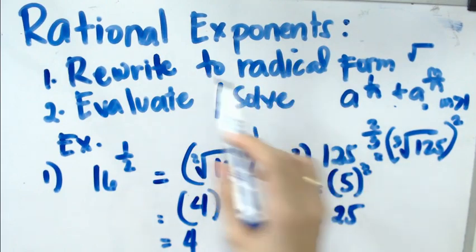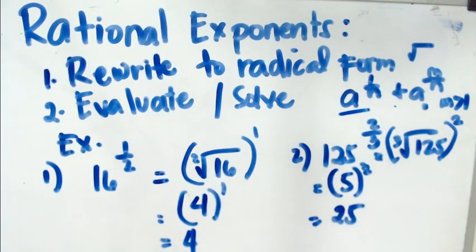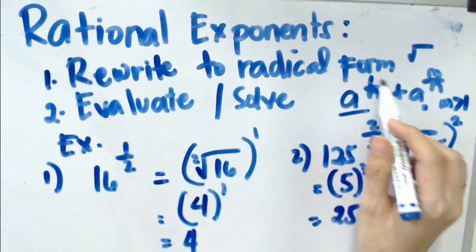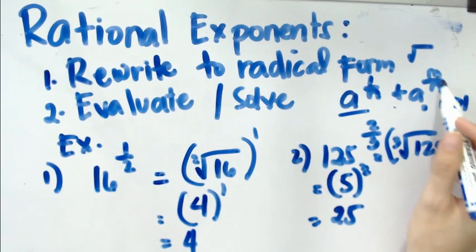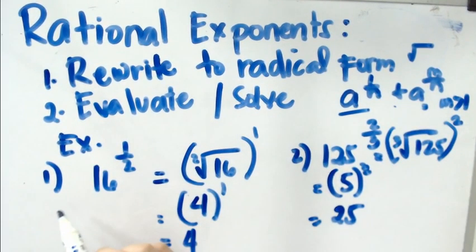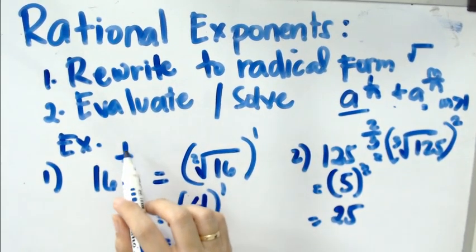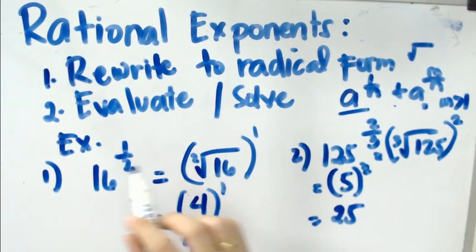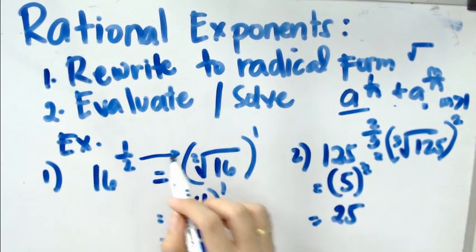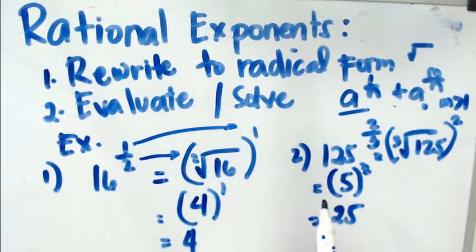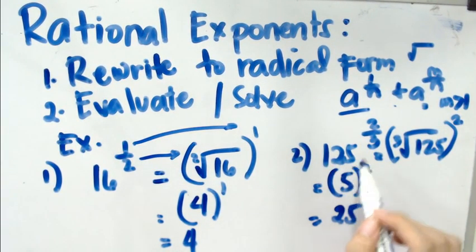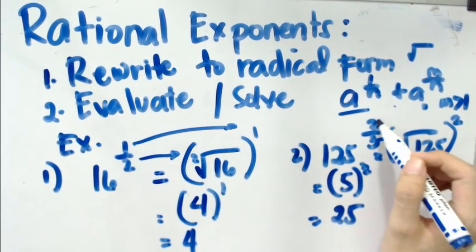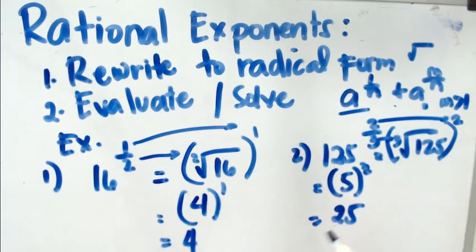Whenever we are dealing with this kind, we have two scenarios, wherein a raised to 1 over n, wherein the numerator is 1, and a raised to m over n, where m is greater than 1. At first example, we have 16 and 1/2. The numerator is 1, so we rewrite it this way: 16 inside, 2 as the root outside, and then 1 as the power. We have here 125 raised to 2/3. Again, 125 inside, 3 as the root, and 2 as the power. And then we solve and evaluate.